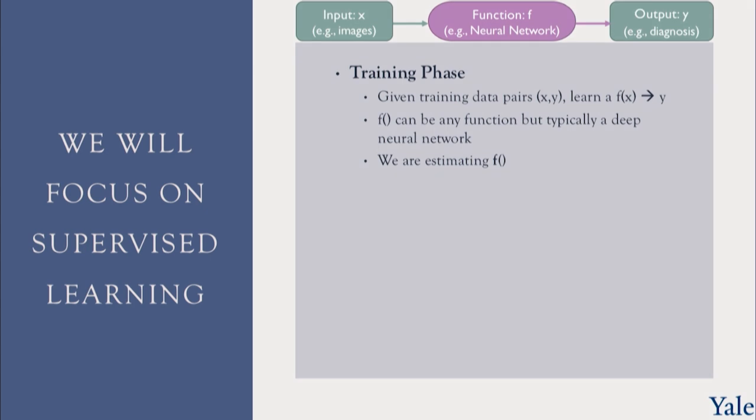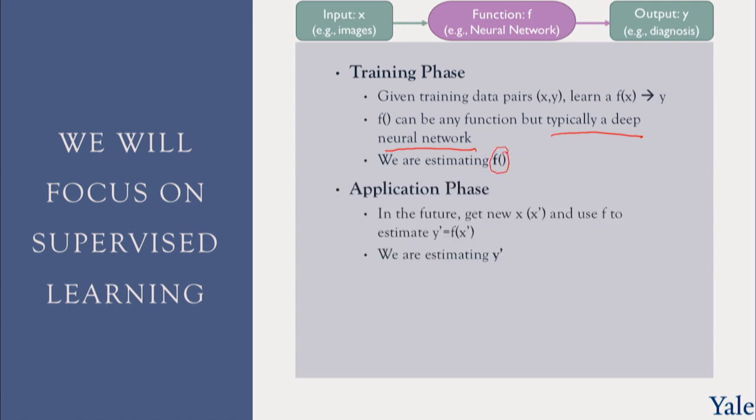Given training data pairs X, Y, so images plus associated diagnosis perhaps, we learn a function that takes X and maps it to Y. F can be any kind of function, but typically these days it's a deep neural network. And what we're learning here is F. So when we say the system learns, it learns this function. It learns the parameters of a deep neural network. And then we have the application phase. In the future, we get a new X, let's call this X prime, and we use the existing F, the one that we have trained here, to estimate a new Y, Y prime, which is the application of the function to X prime. So in the training phase, we learn F, and in the application phase, we're estimating Y prime.